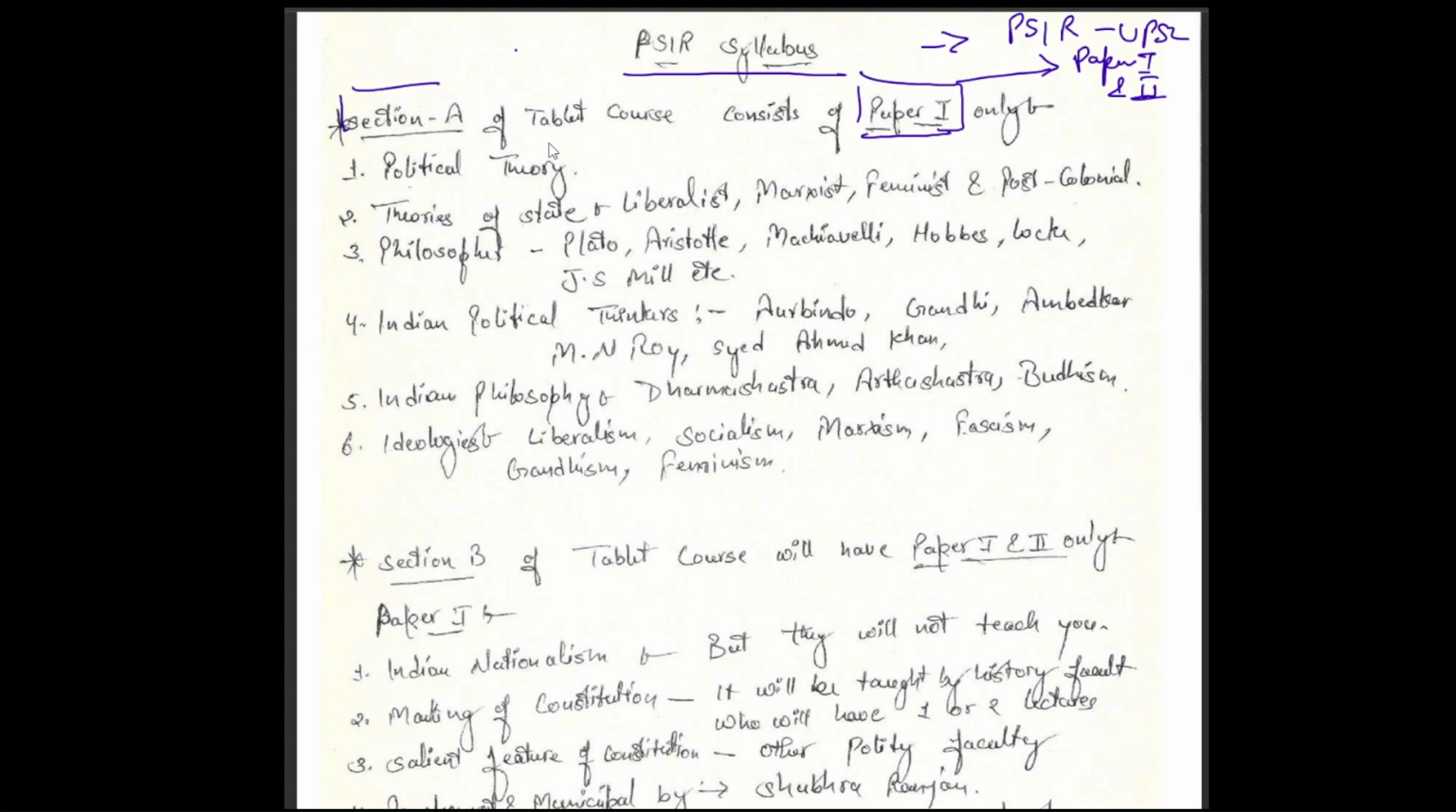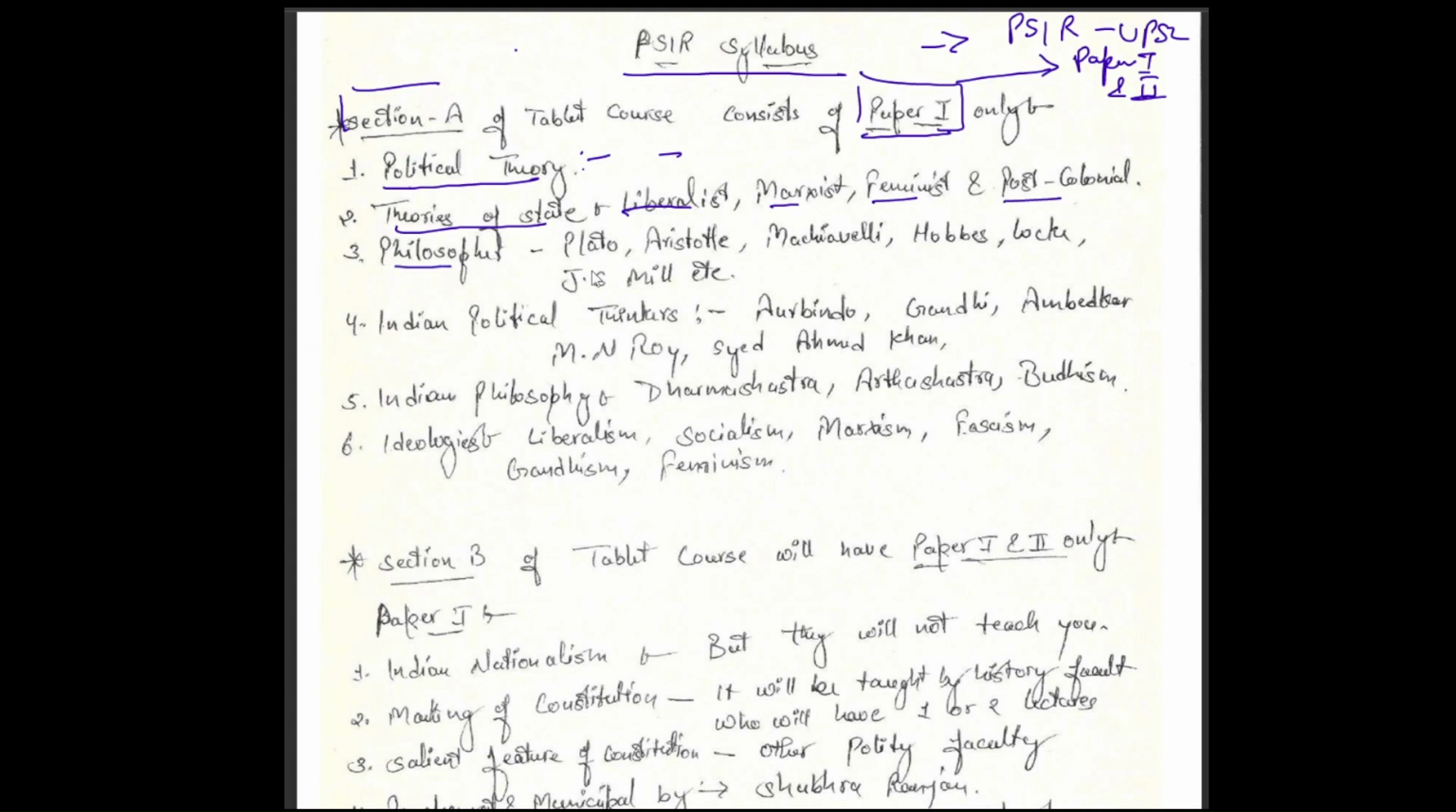In section A, it has the political theory, all the political theory about the state, communism, and the theories of the state: what type of state there should be and what the various differences are. As we have seen, the liberal state, Marxist, feminism, post colonial, state of nature and anarchy, which we will learn in this section.